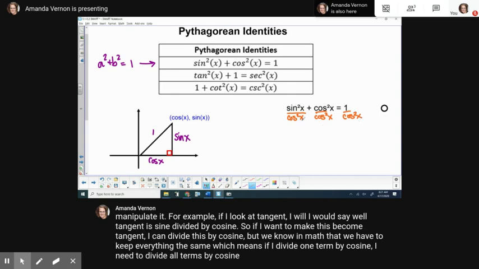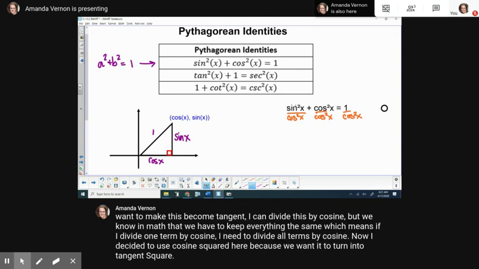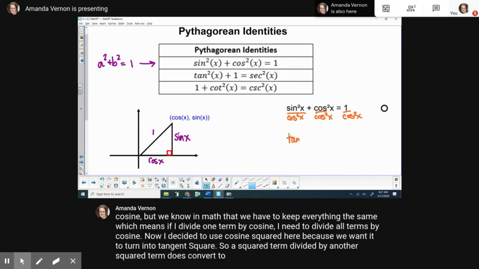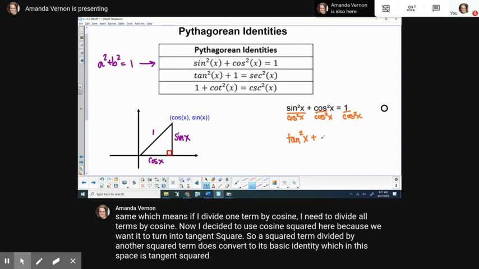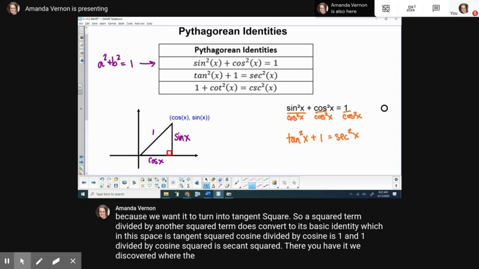Now, I decided to use cosine squared here because we want it to turn into tangent squared. So a squared term divided by another squared term does convert to its basic identity, which in this case is tangent squared. Cosine divided by cosine is 1, and 1 divided by cosine squared is secant squared. There you have it. We've discovered where the second identity comes from.